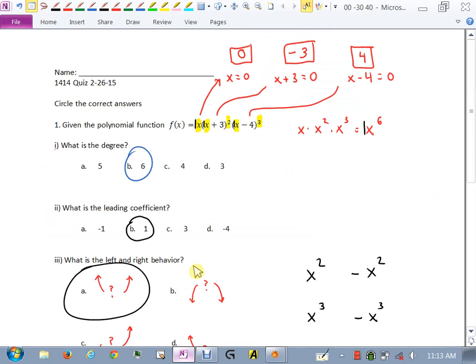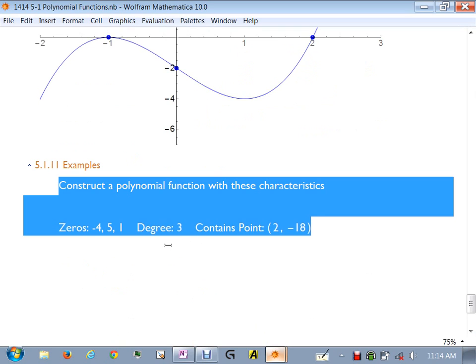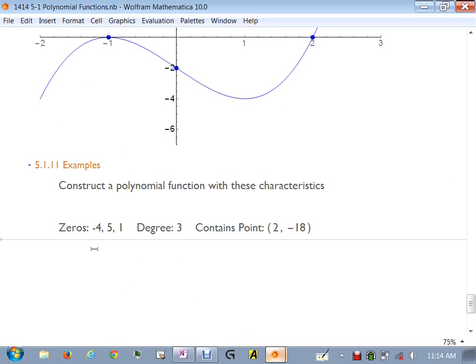Not sure. Oh, you know what? This is the notes from last class. These are notes from last class.